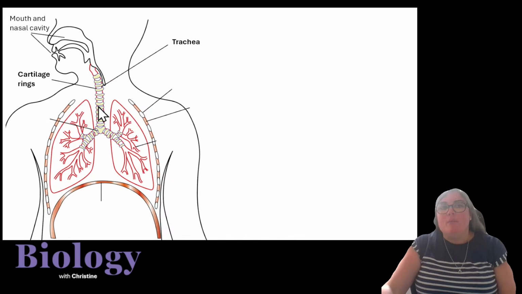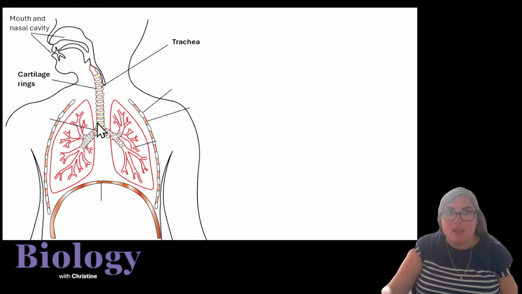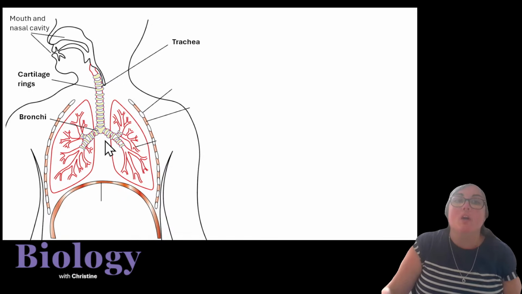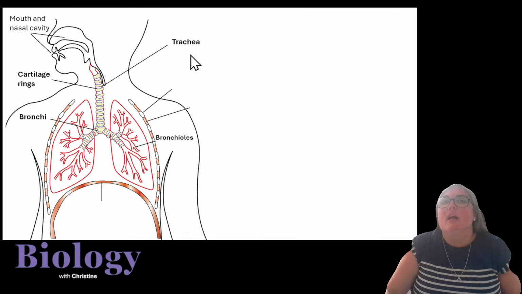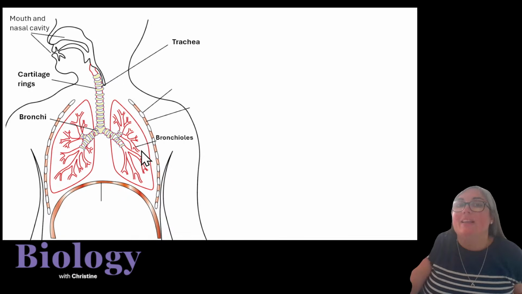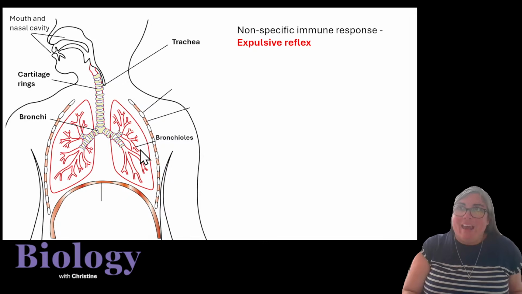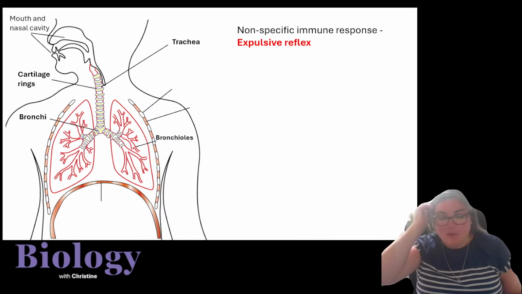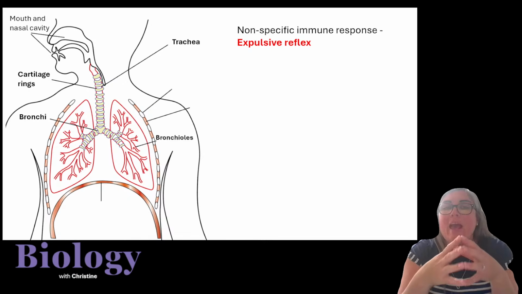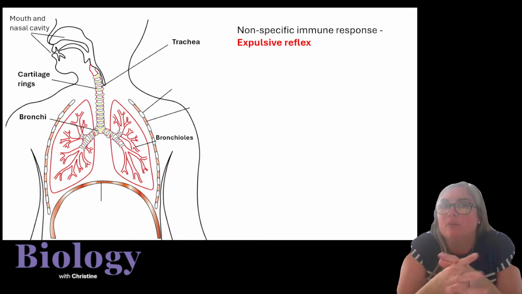So if we now come down, we've got through our trachea, we obviously go to our bronchi, which is plural, bronchus if it's singular. And then we have our bronchioles, the little branches at the end. And we need to remember, again, it depends if it's going to be in paper 2 or paper 1, if we have a way in which we are going to do the expulsive reflex.